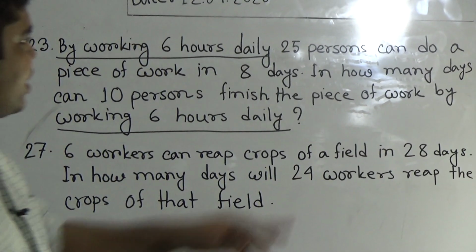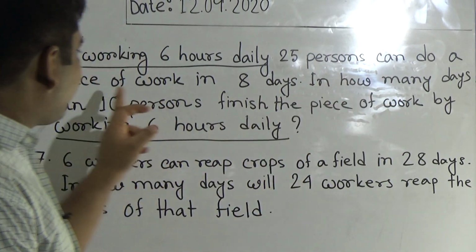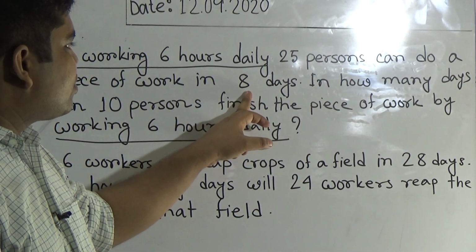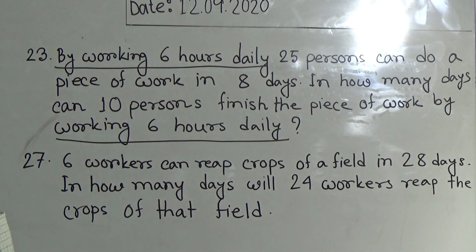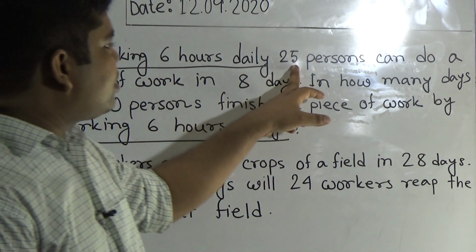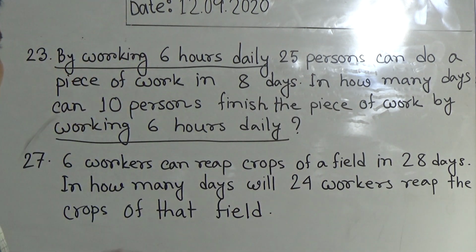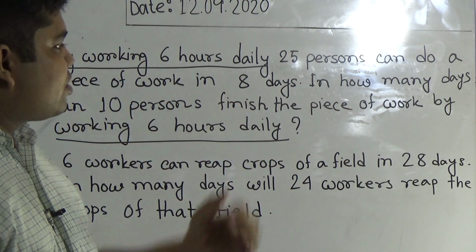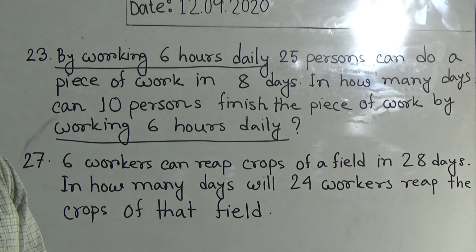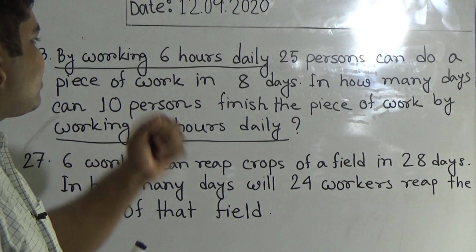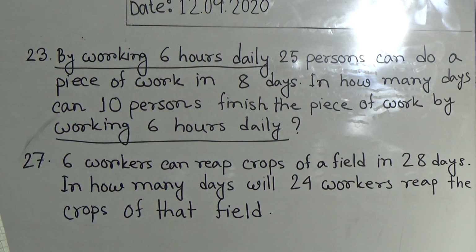Okay, here you notice 25% can do a piece of work in 8 days. So which method do we use here? We use the unitary method. 25% can finish the work in 8 days, so in how many days can 1% finish the work? Then we find in how many days 10% can finish the work. Okay, let us start.